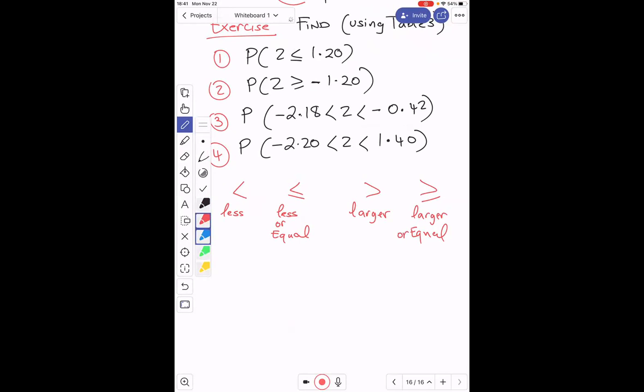So this is again just to remind you. If you have less or equal, that's the area to the left. And if you have larger or equal, that's the area to the right.